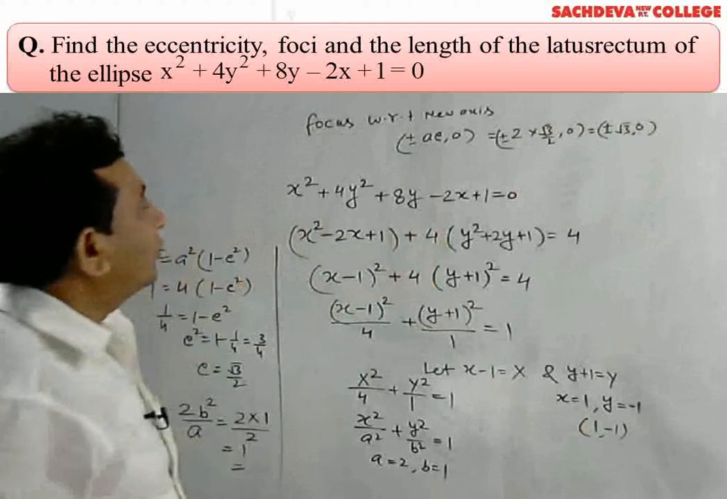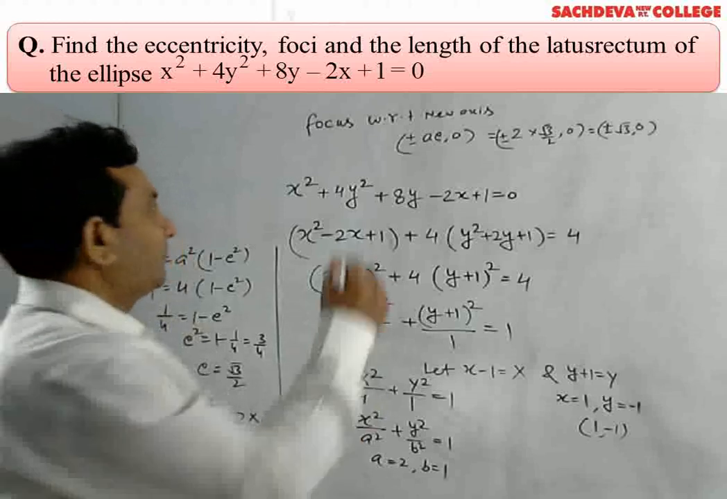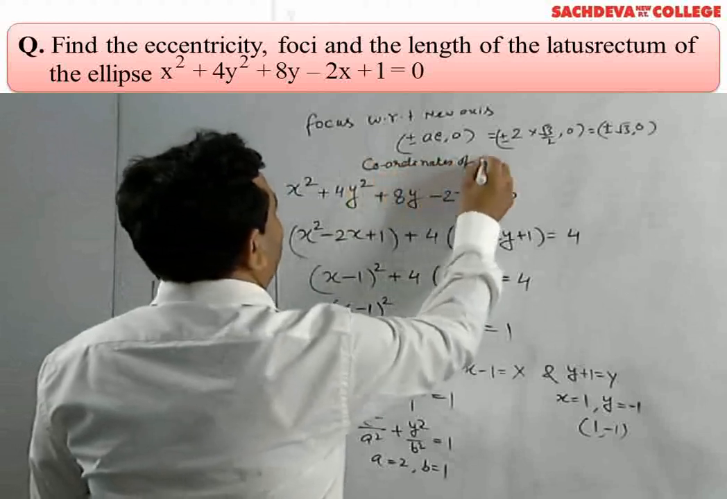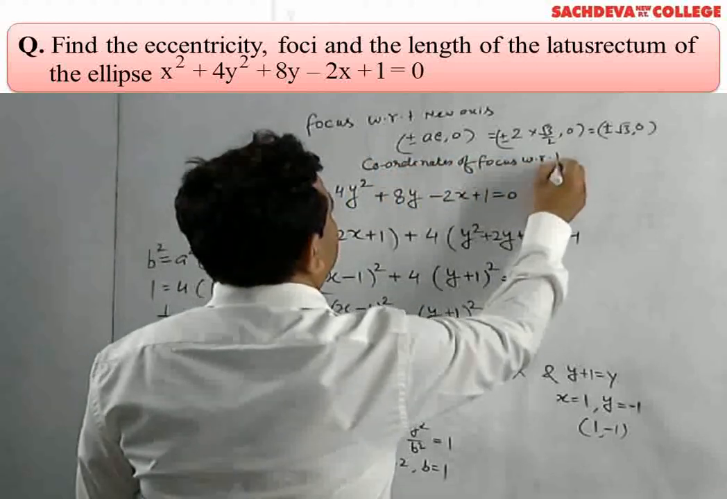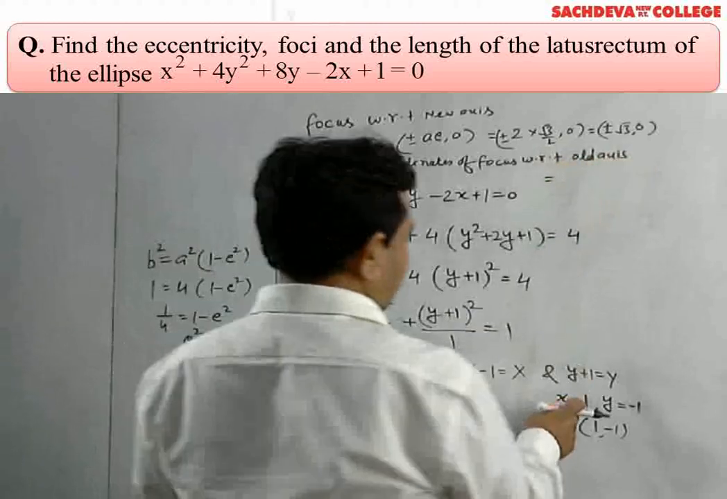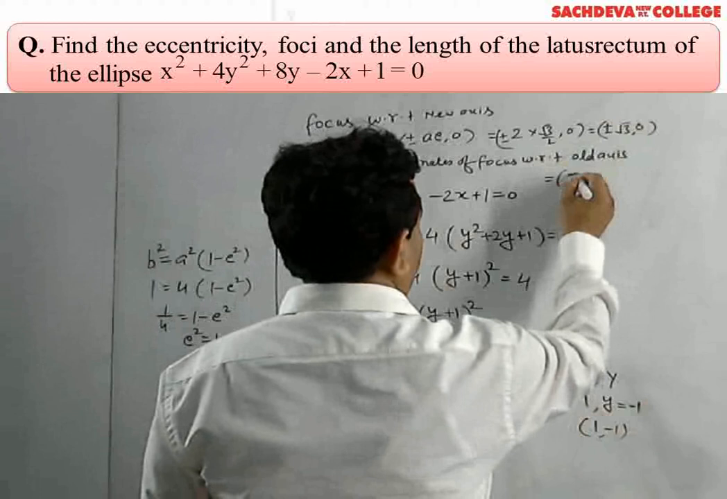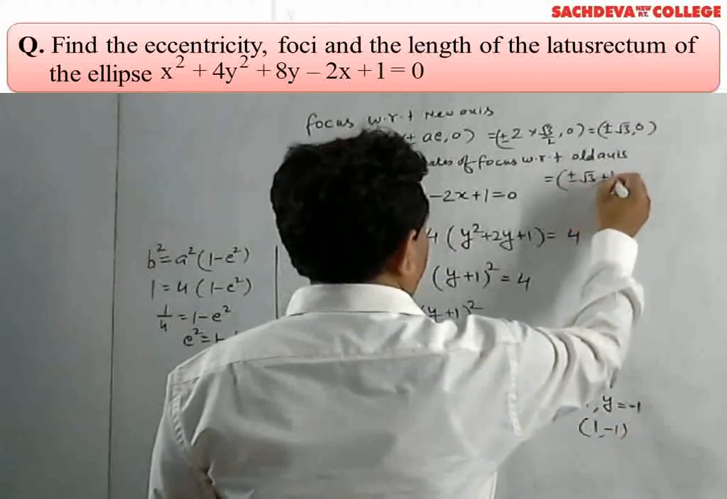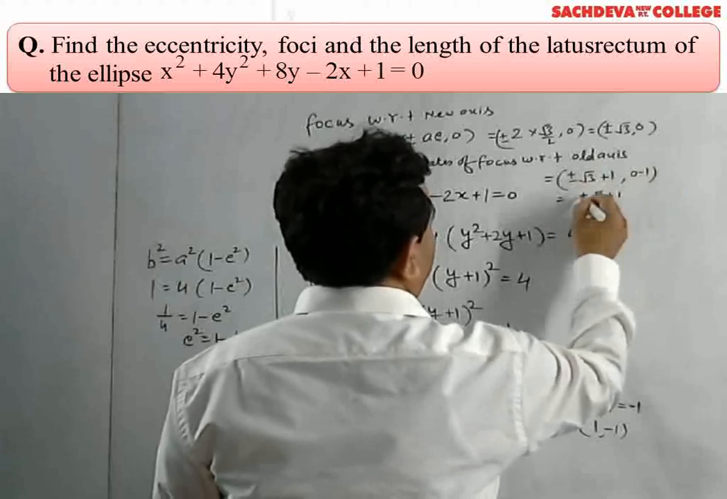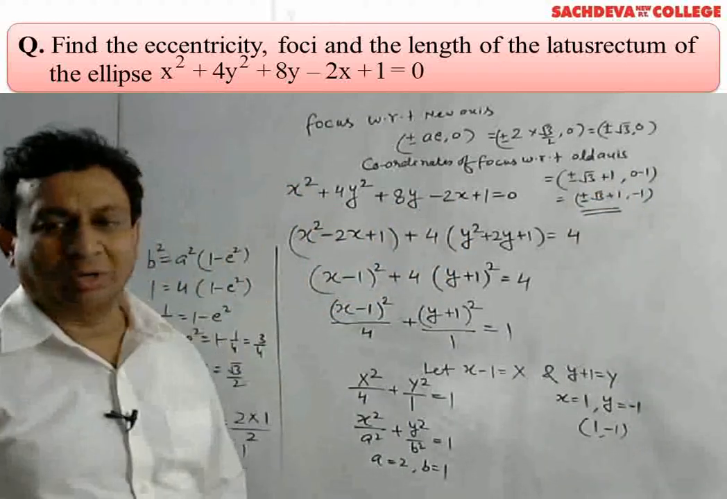These are the coordinates of focus with respect to the new axis, but the coordinates of focus with respect to the old axis, because x is 1 and y is minus 1, so the coordinates will be plus minus root 3 plus 1 and 0 minus 1, that is, plus minus root 3 plus 1, minus 1. These are the coordinates of focus with respect to the old axis.